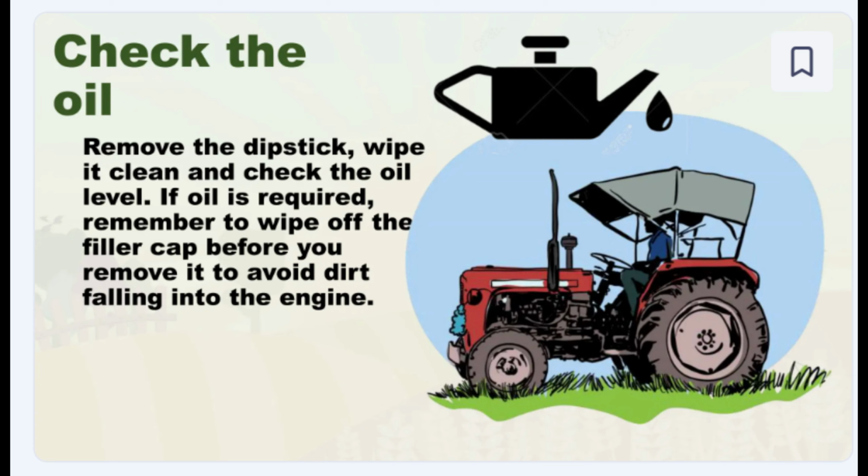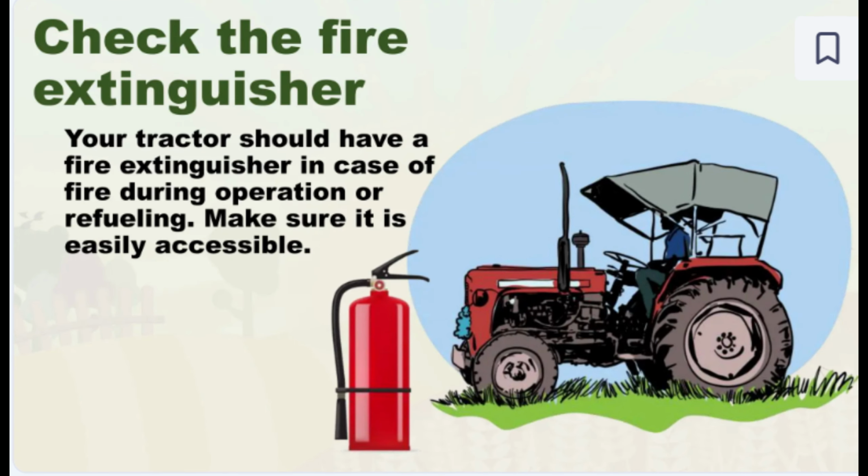Number 3. We will remove the dipstick, wipe it clean, and check the oil level. Oil is correct. Remember to wipe off the filler cap before you remove it to avoid dirt falling into the engine. Next, check the fire extinguisher. Your tractor should have a fire extinguisher in case of fire during operation or refueling. Make sure it is charged and easily accessible.